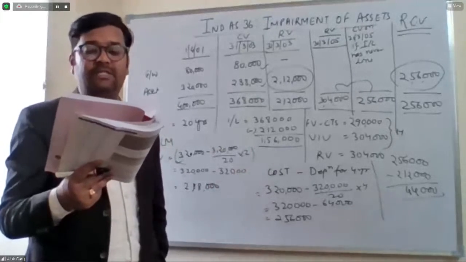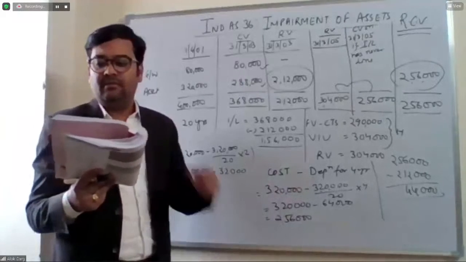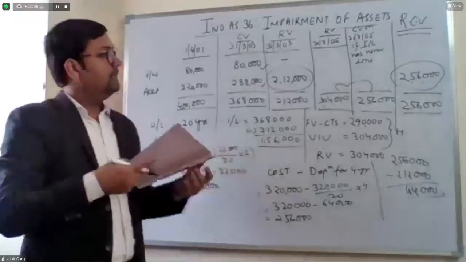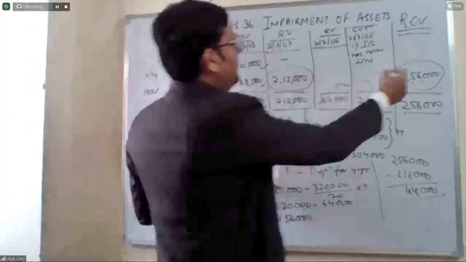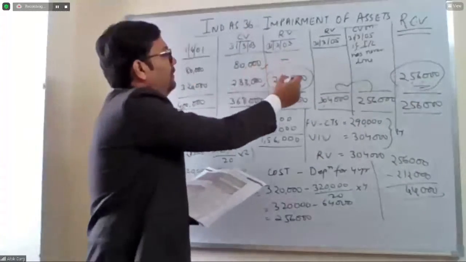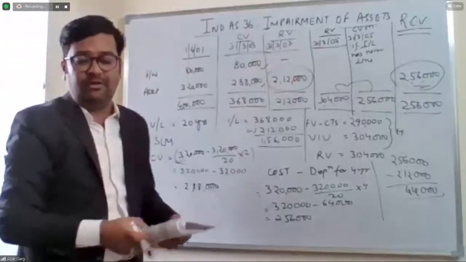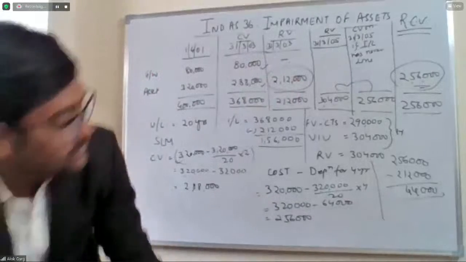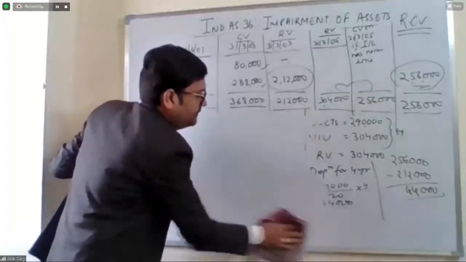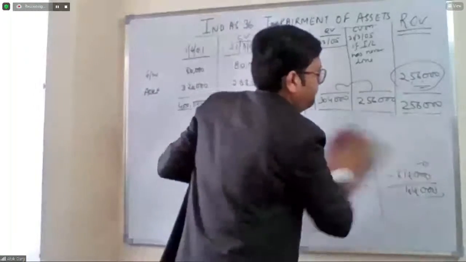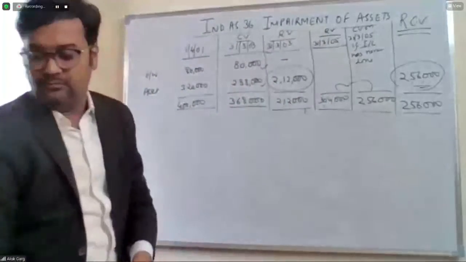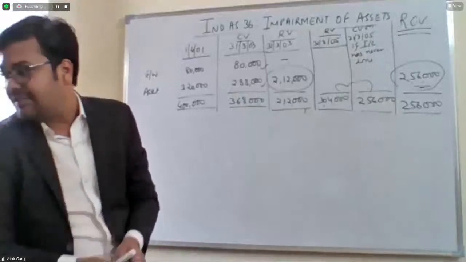How much impairment loss is required to be reversed? Sorry. So basically it is 2,56,000. I have missed one thing. So this recoverable value was on 31st March 2003. So I have missed one part here. So what is the reversal of impairment?